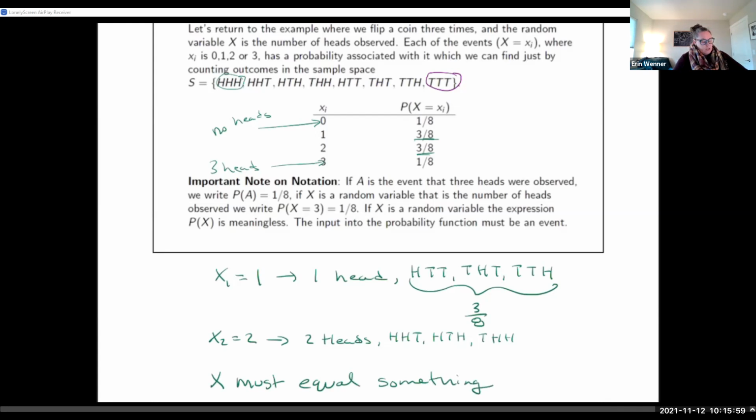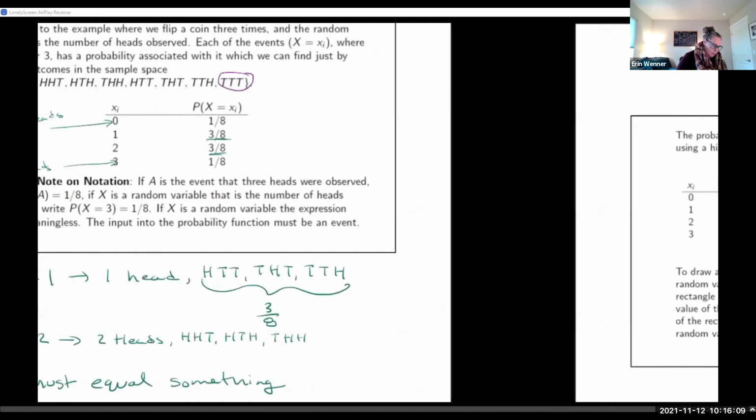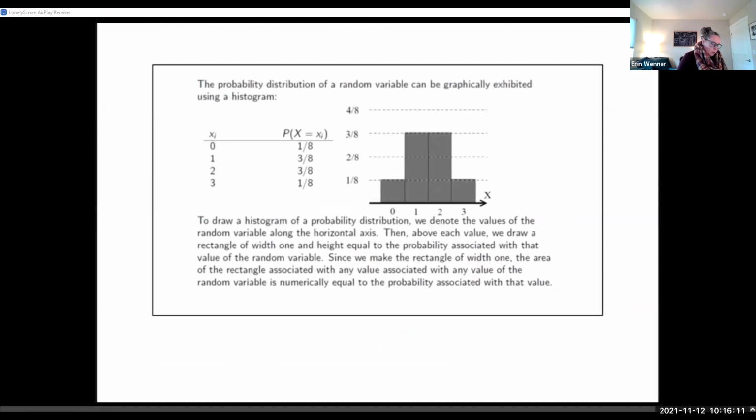So this is, again, just a new way of thinking about how we're organizing our work. Let's go to the next page and see how this relates to other areas of probability. So the probability distribution can be graphically exhibited using a histogram.